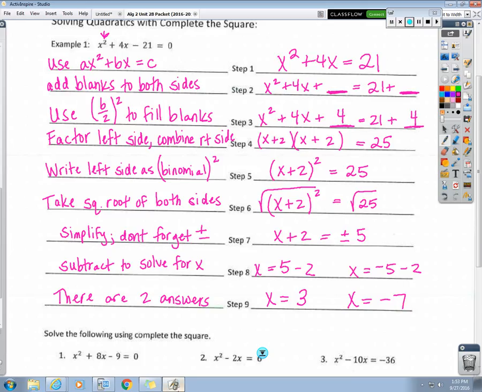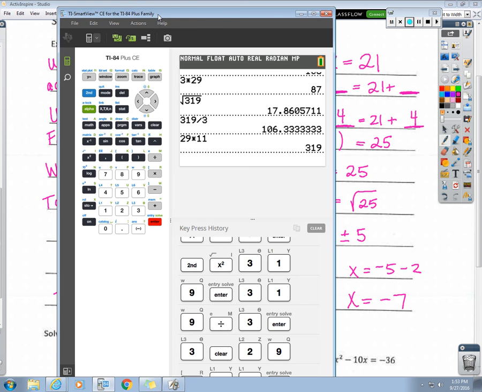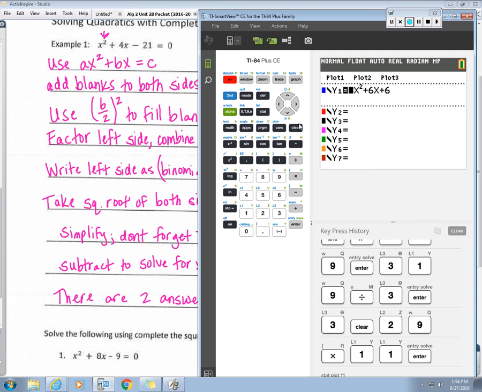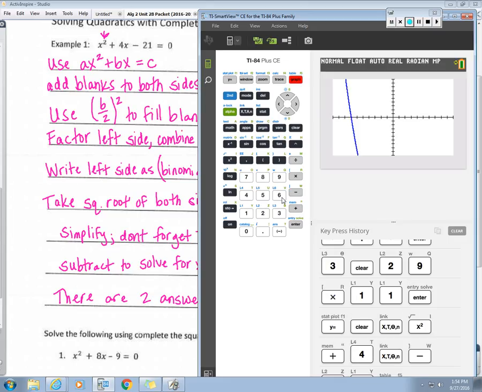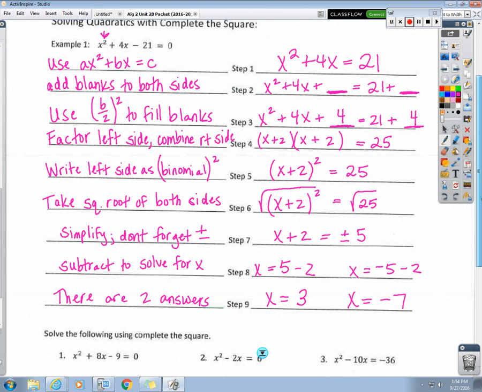Okay, now let's graph this, and I'll show you why you end up with 3 and negative 7. If I quickly graph it, x squared plus 4x minus 21. When I graph it, it crosses the x-axis in 2 places, and aren't those places a positive 3 and a negative 7?